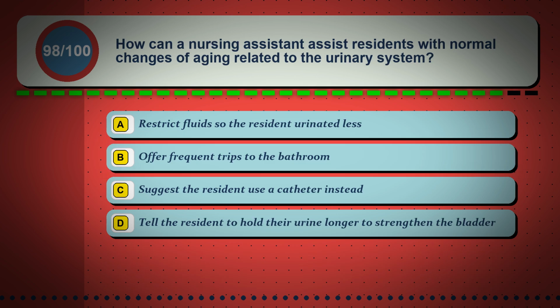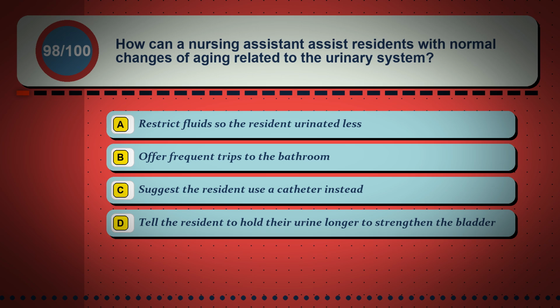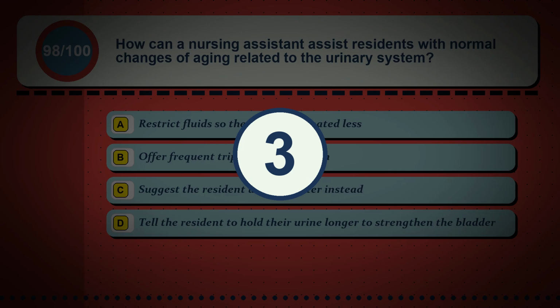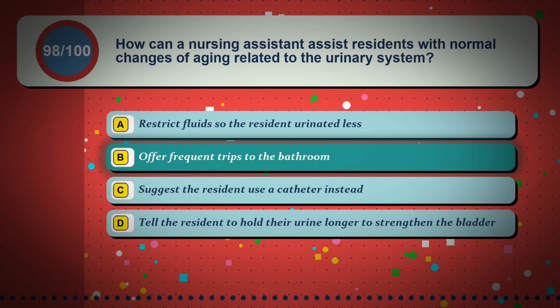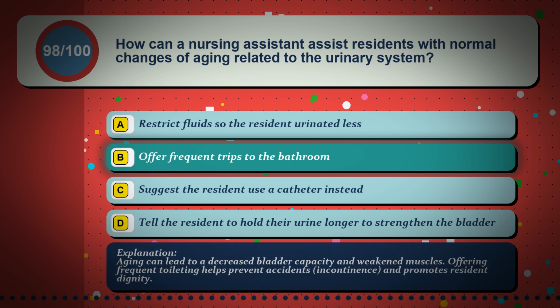Question 98. How can a nursing assistant assist residents with normal changes of aging related to the urinary system? Option A, restrict fluids so the resident urinated less. Option B, offer frequent trips to the bathroom. Option C, suggest the resident use a catheter instead. Option D, tell the resident to hold their urine longer to strengthen the bladder. The correct answer is option B, offer frequent trips to the bathroom. Aging can lead to a decreased bladder capacity and weakened muscles. Offering frequent toileting helps prevent accidents, incontinence, and promotes resident dignity.